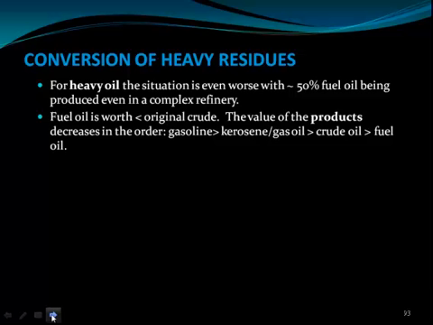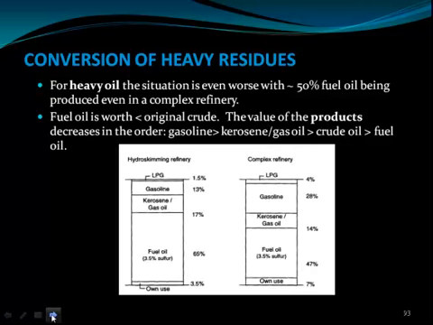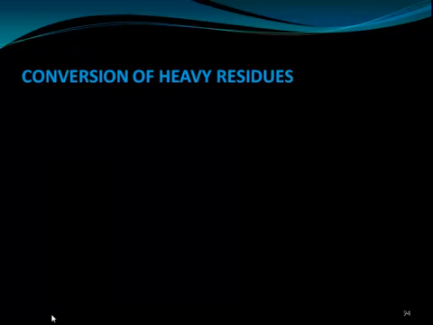The value of the products decreases in order. Gasoline is highly demanded, then comes kerosene, then crude oil and the fuel oil. So it is shown that fuel oil is not at all desired. So measures are taken in order to decrease the fuel oil. So here some progress is achieved, and we have reduced it from 65% to 47%, but still the 47% we have to consider.